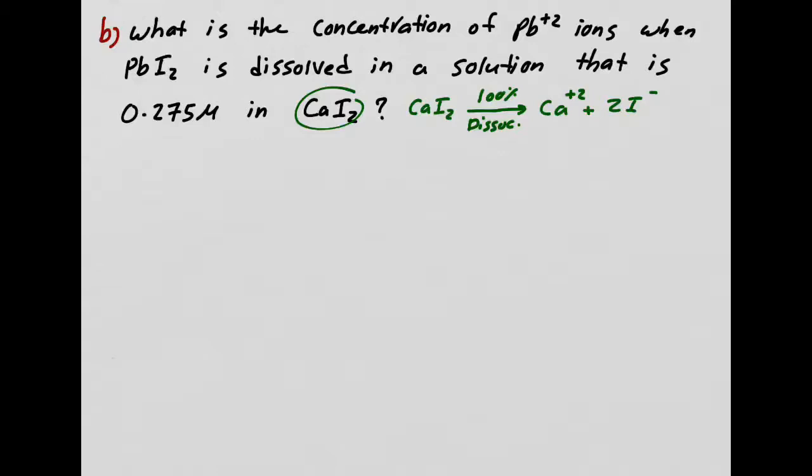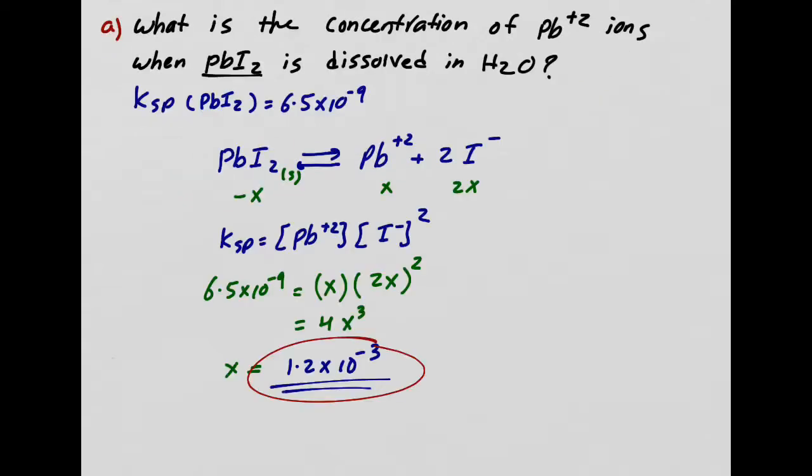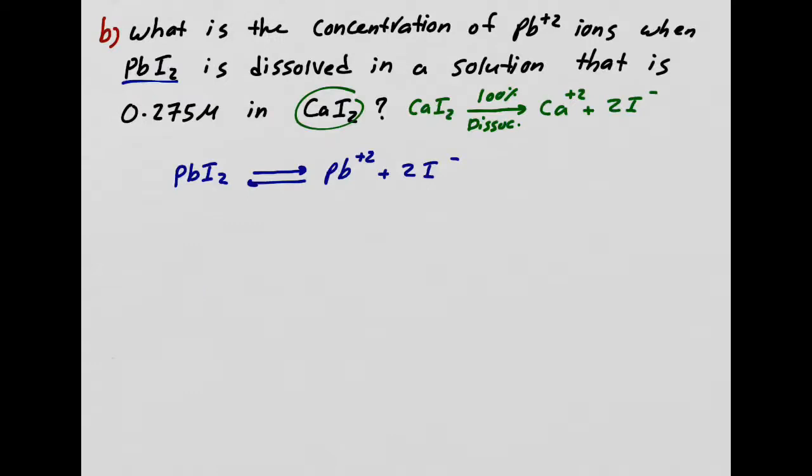Now again, keep your eye on the prize. What I'm trying to figure out here is PbI2. That hasn't changed. And I want to again write down the equilibrium equation for that. Always do this even though you know everything. Now, here's what's different from the last problem. The last problem, it was dissolved in water. Now, it's dissolved in a solution that is 0.275 molar in calcium iodide. Now, what does that mean?